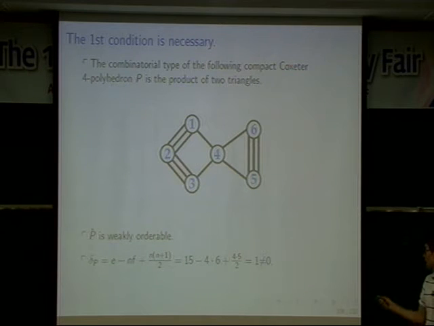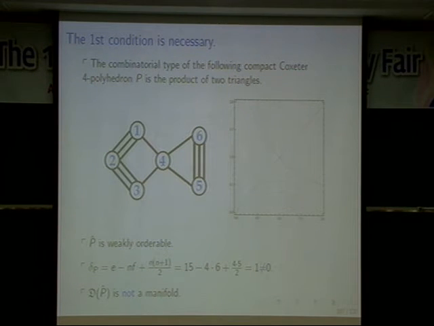So E is 6 choose 2, so 15. And N is 4, F is 6, and we can get the 1. So this is not equal to 0. Then in this case, the deformation space looks like this.